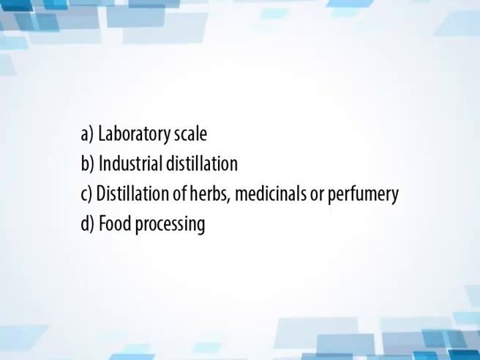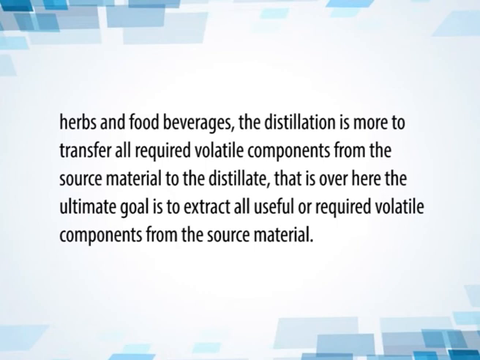The applications of distillation can be classified into 4 categories. Number 1, laboratory scale. Number 2, industrial distillation. Number 3, distillation of herbs, medicinals or perfumery. And 4th, food processing. Now, the last 2 methods are distinctly different from the first 2 in the sense that in the distillation of herbs and food beverages, the distillation is more to transfer all required volatile components from the source material to the distillate. That is, over here the ultimate goal is to extract all useful or required volatile components from the source material.